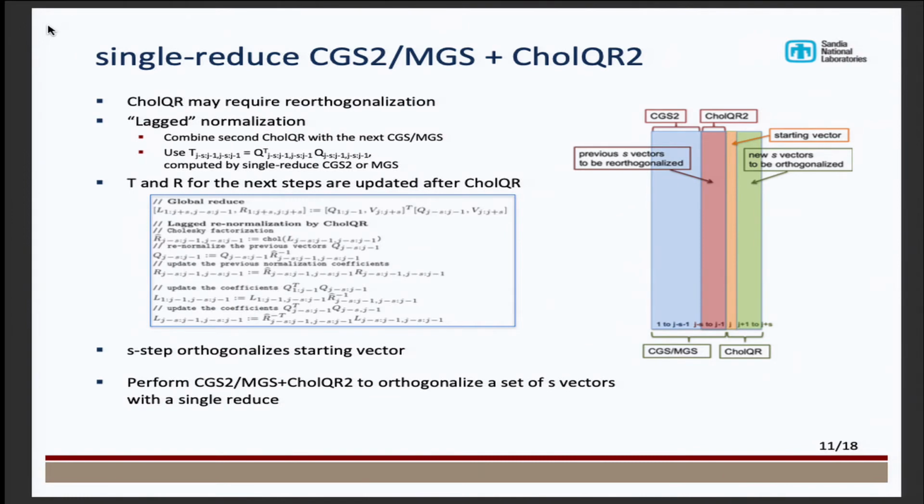So in terms of the computational cost, there's really not much overhead for computing this Gram matrix. After this Cholesky QR is applied, we can simply update these matrices T and R and move on to the next set of vectors. Right? And by doing all of this, we can apply either CGS2 or MGS combined with Cholesky QR with just a single global reduce.